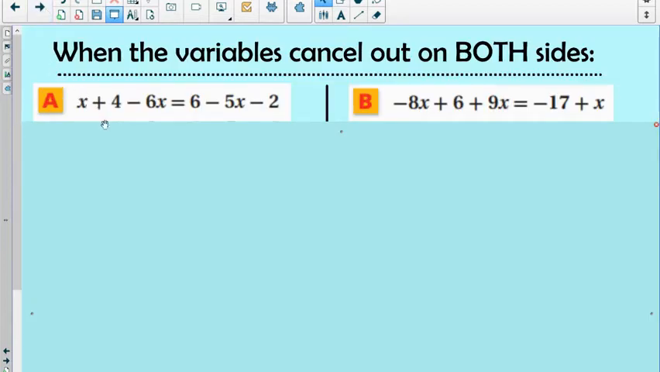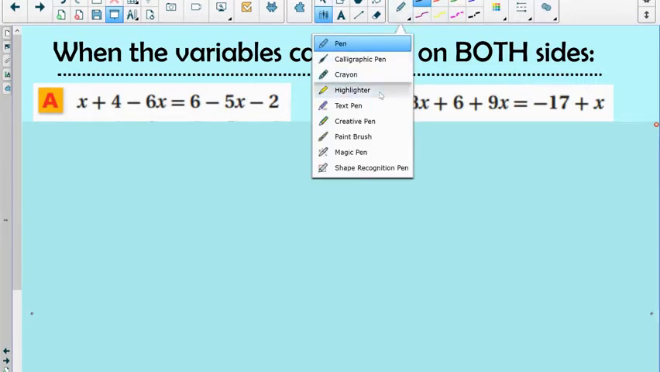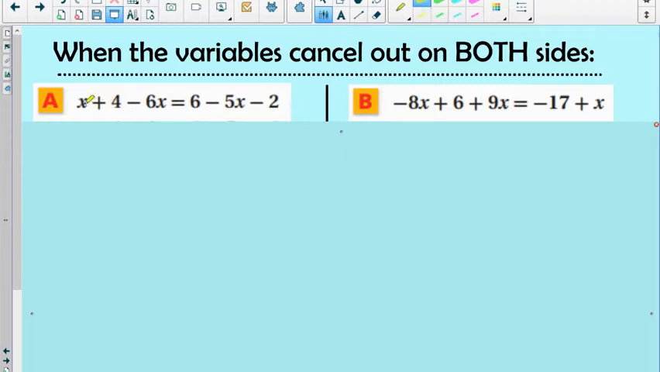So if we take a look at these two examples, example A, we have x plus 4 minus 6x equals 6 minus 5x minus 2. And example B, you can see that. I'm not going to read that out loud. The first thing we want to do in any case is go ahead and combine like terms. On the left-hand side of example A, we have two different terms with an x, variable terms. On the right-hand side, we have two different terms without a variable. Those are our constant terms.